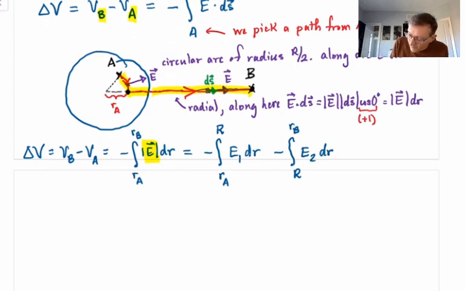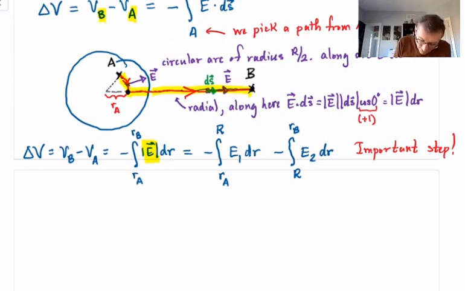This is a very important step, and it usually takes a little while to get used to it. That is to say, understanding that you have to break up this radial integral into two separate integrals, corresponding to the part of the radial path that's inside the sphere and the part of the radial path that's outside, because the electric field function is different inside versus outside.